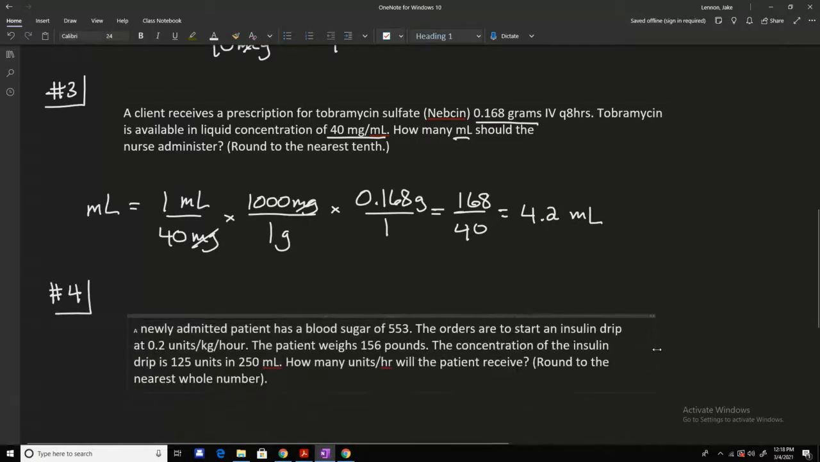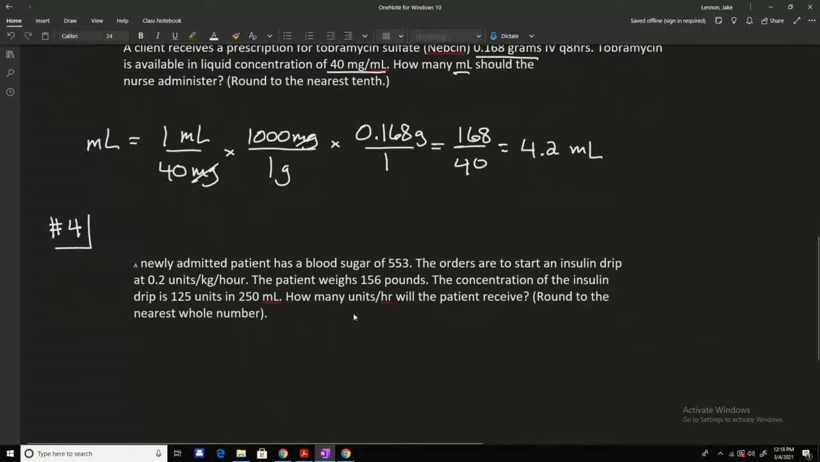So yeah, this is a little more interesting because, well, we know we have a rate, units per hour, that we're trying to finish with. I always just like to start with whatever's on top of the rate, so I would be looking for units. But you see there's a bit of an issue now because units appears twice in this problem. I've got 0.2 units per kilogram per hour, and I also have 125 units and 250 milliliters.